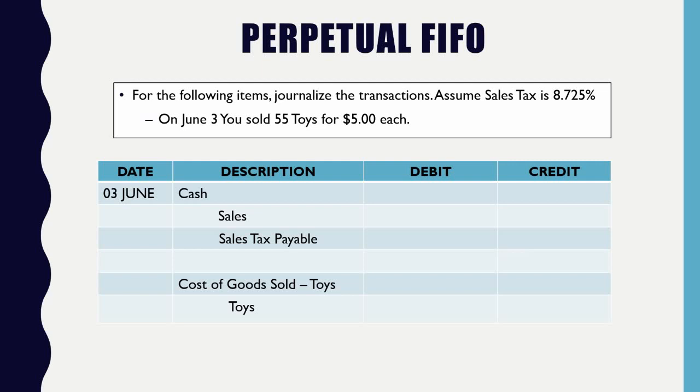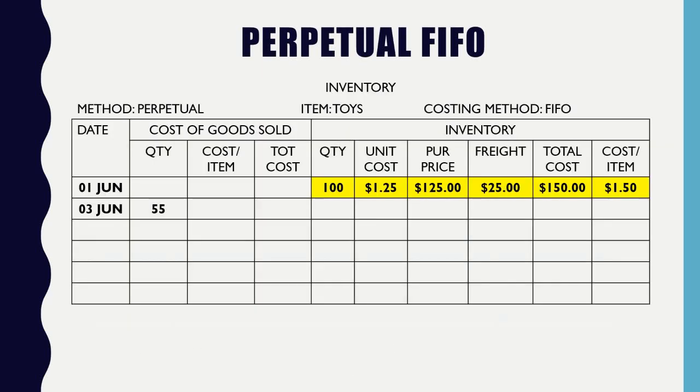And now I need to figure out how much it's going to cost me to sell those 55 units. So this is where we go back to my inventory worksheet, because now I need to figure out what my cost of goods sold is. Well, in this case, I purchased my first batch of inventory, right? Right now, each unit is going to cost me $1.50 each.